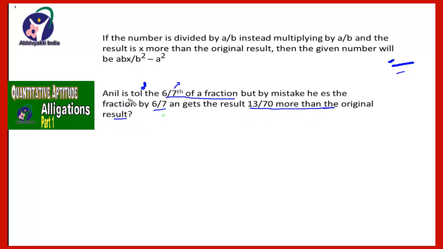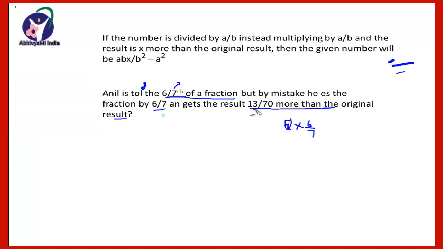Anil is told to find 6/7 of a fraction. A fractional number is given and he has to find 6/7 of it. So if x is the fractional number, he has to find 6/7 of it. It means he will have to multiply the given fractional number by 6/7. But instead of multiplying by 6/7, he divides the given number by 6/7 and therefore he gets the result 13/70 more than the original result, and we have to find that fractional number.